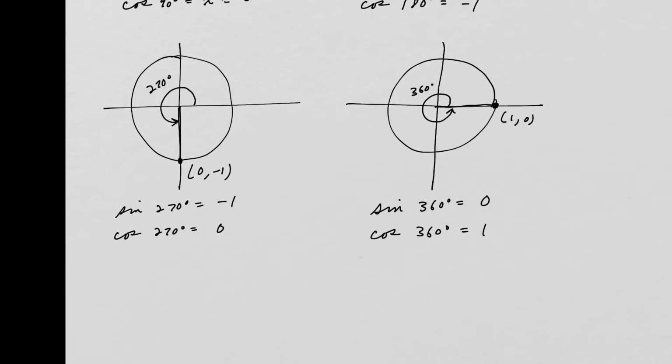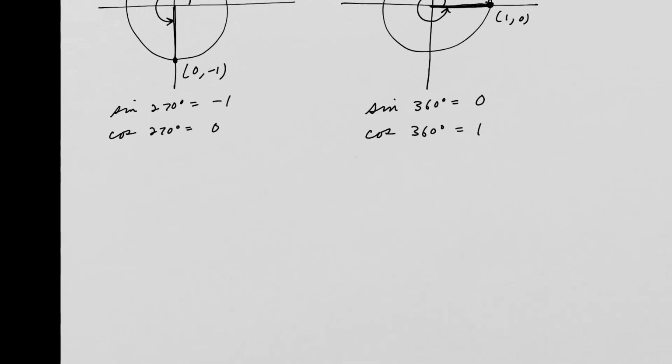Notice that this angle right here could also be 0 degrees, right? If I start there and the terminal side is at the exact same place, then this also represents 0 degrees. So we also know that the sine of 0 degrees is going to be 0, and the cosine of 0 degrees is also 1, right? Because 0 and 360 are coterminal.